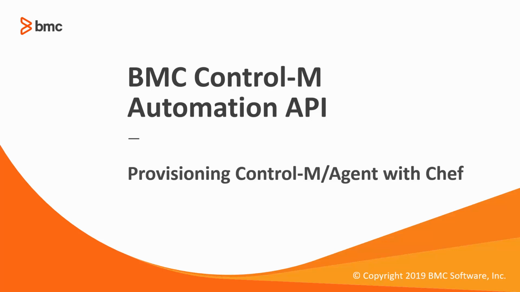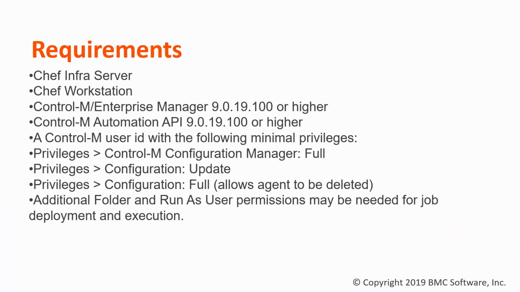In this video, we will demonstrate using the example CTM_agent cookbook to provision a control agent with Chef and register it with a control environment using Control Automation API. This example requires Chef Infra Server and Workstation, Control Enterprise Manager 9.0.19.100 or higher, Control Automation API 9.0.19.100 or higher. Also, you'll need a control user with appropriate authorization.